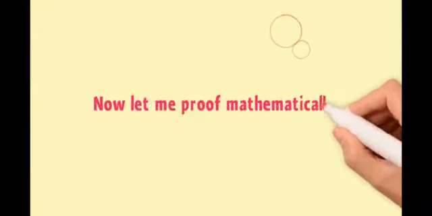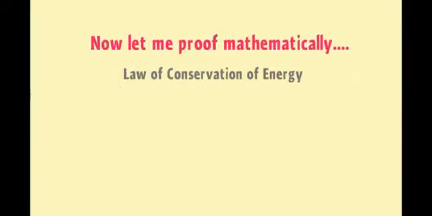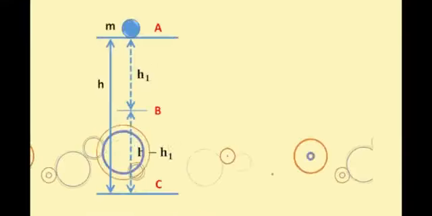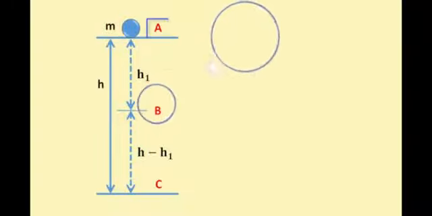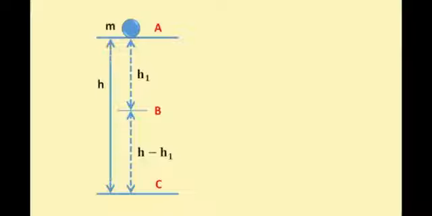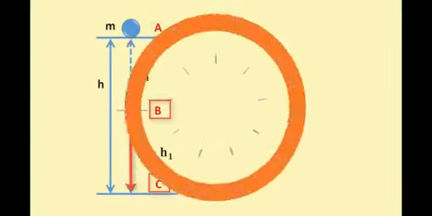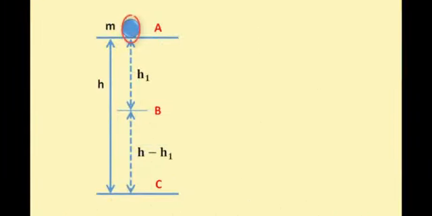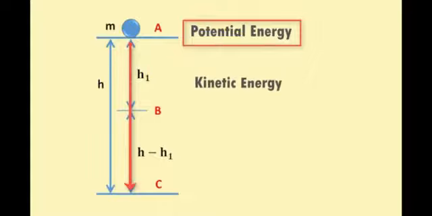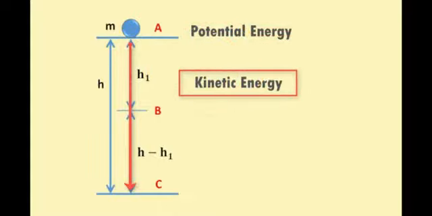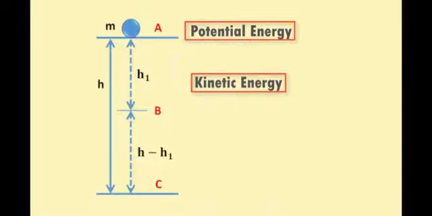Now let me prove mathematically that the law of conservation is 100% authentic and it exists. For example, a ball of mass m is present at a point A at a height of h from the surface of the ground. I am interested in finding the energy of the ball at points A, B and C. Let the height of A and B be h1, so the height of B is H minus h1. We know that the ball is present above the Earth's surface, so it possesses potential energy. Now, as it falls downward, its potential energy will gradually change into kinetic energy. So in this system, we have to consider two forms of energy, I mean potential energy and kinetic energy.